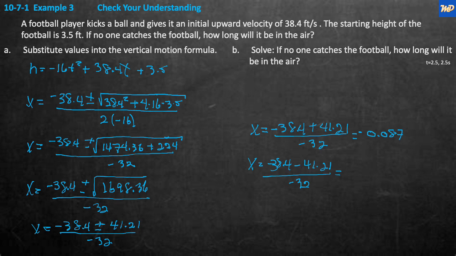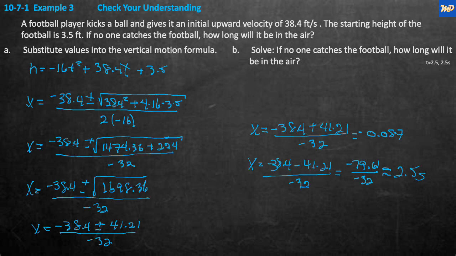So it's negative 38.4 minus 41.21 divided by 32, which is negative 79.61 divided by negative 32. I'll write that in there because this is the one that we're going to want. Negative 79.61 divided by negative 32, and that equals 2.5. Let's just say 2.5. And then negatives cancel. It's about 2.5 seconds. So there's our answer.